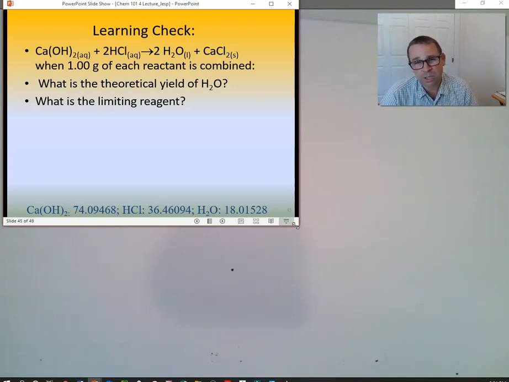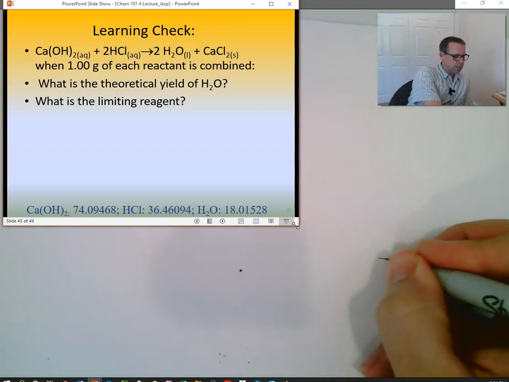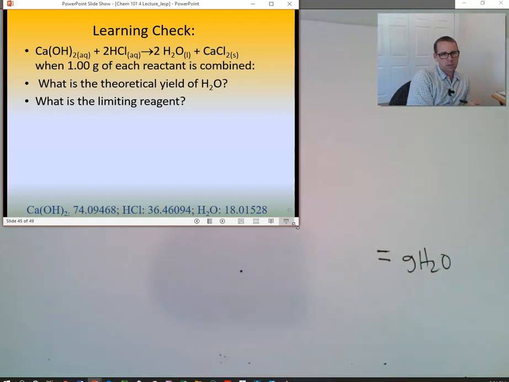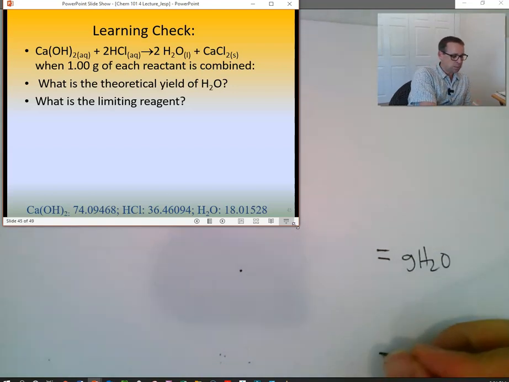And gradually you can recognize that because you think, wait a second. If they told me I have a certain amount of both of those, then one's going to run out. Which one is it? And how am I going to figure that out? That's what limiting reagent problems allow us to know, which one is going to run out. So I have to find out the grams of water. That's what they're asking me here. And because they gave me 1 gram of each reactant, I can say, aha, limiting reagent problem.